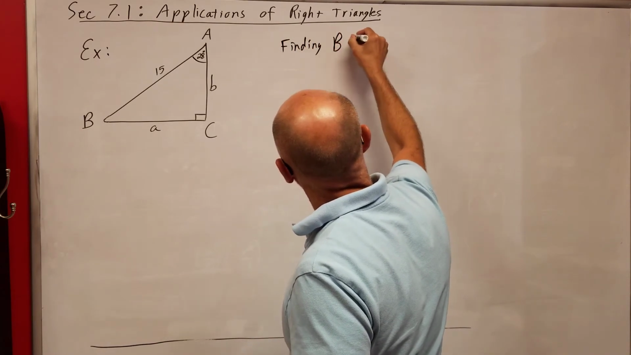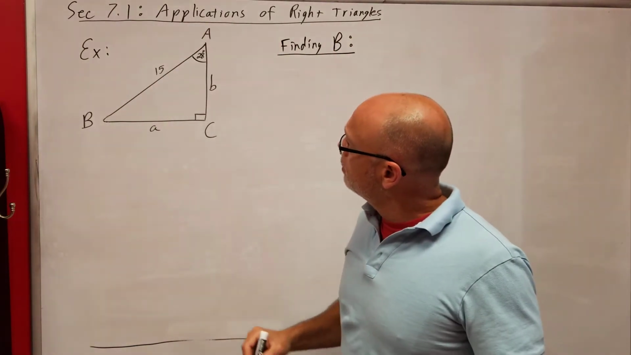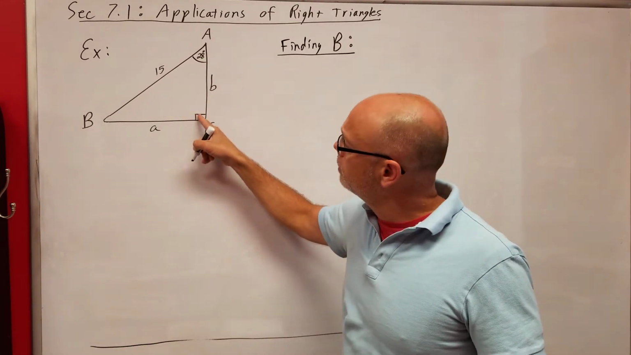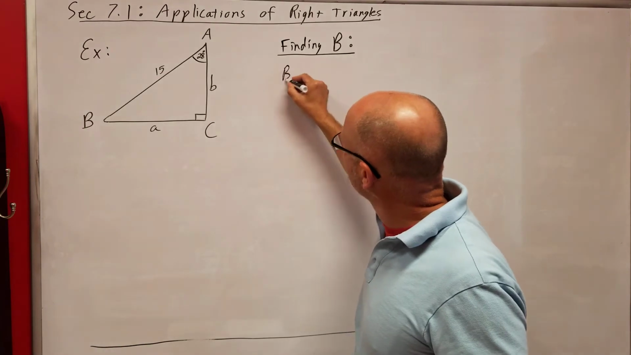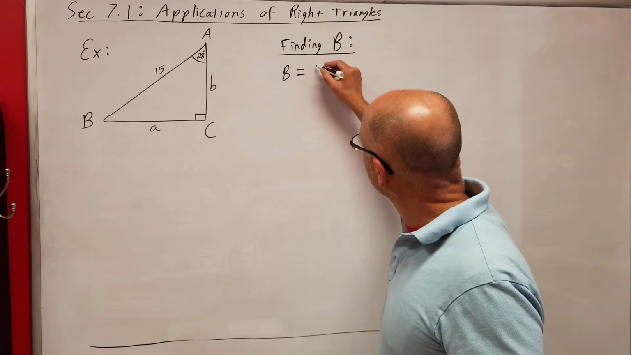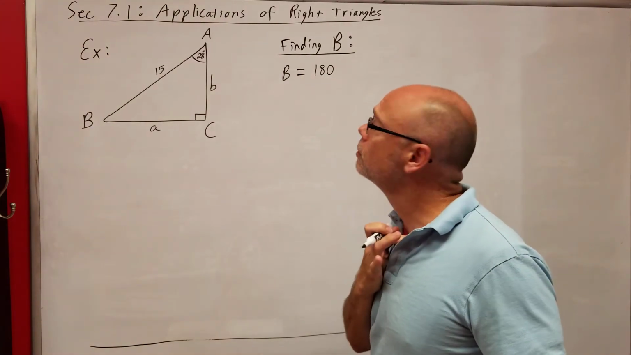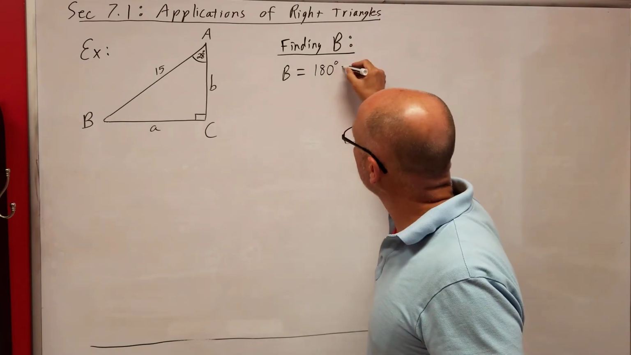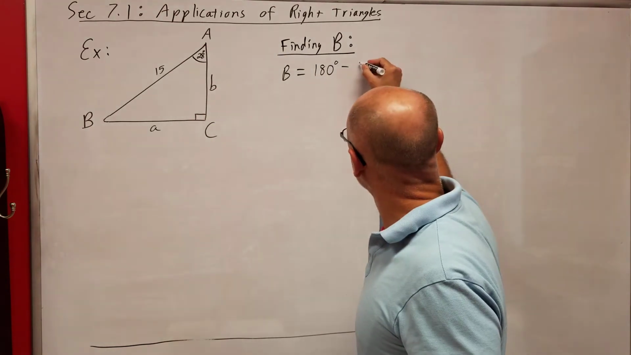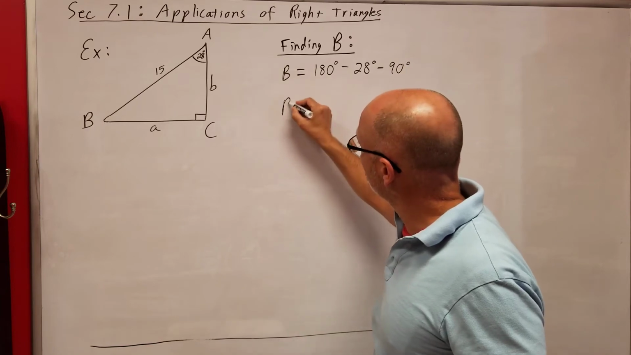Finding angle capital B, okay? How do I go about finding angle B? Well, I know that 28 degrees is angle A. I know this is 90 degrees here. So angle B will be, how many total degrees in the interior angles of a triangle? 180. So I'm going to say B is going to be 180 minus 28 degrees minus 90 degrees, okay?